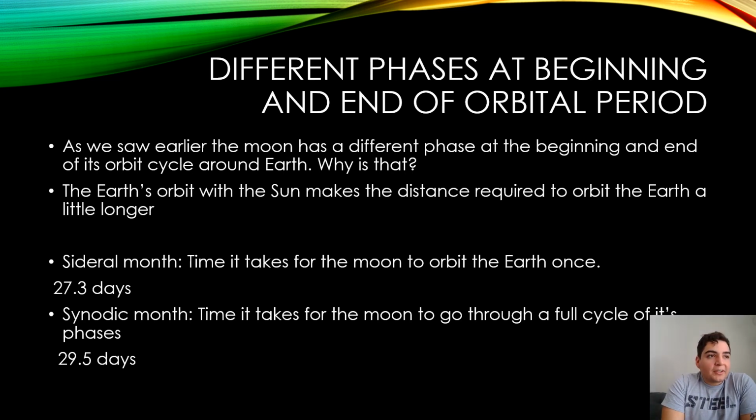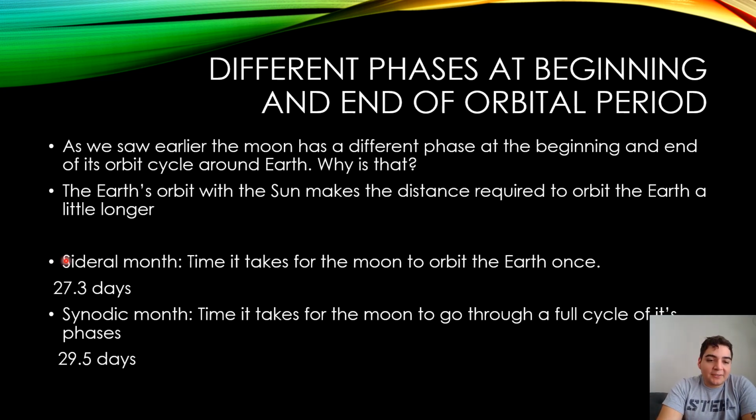As I'm pretty sure y'all noted, the phase at the beginning of the orbit and at the end of the orbit were different. The beginning was a waning crescent, while at the end it was a third quarter. Why is that? Well, the Earth's orbit around the sun adds distance, essentially, that the moon has to orbit. So the moon is always behind, essentially trying to keep up with Earth and its orbit with the sun.